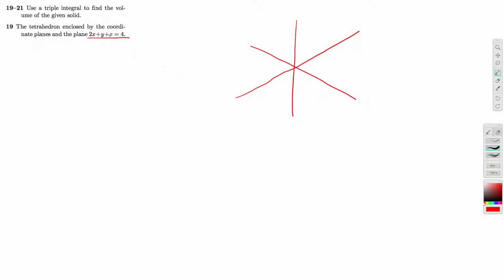When y and z equal 0, you're going to be left with 2x equals 4, so therefore x equals 2. Just put 2 there. Then when x and z equal 0, y is going to equal 4. And same for x and y equal 0, z is going to equal 4. And we know it's a tetrahedron, so it's going to look like this, with these lines included. So that is what it's going to look like.